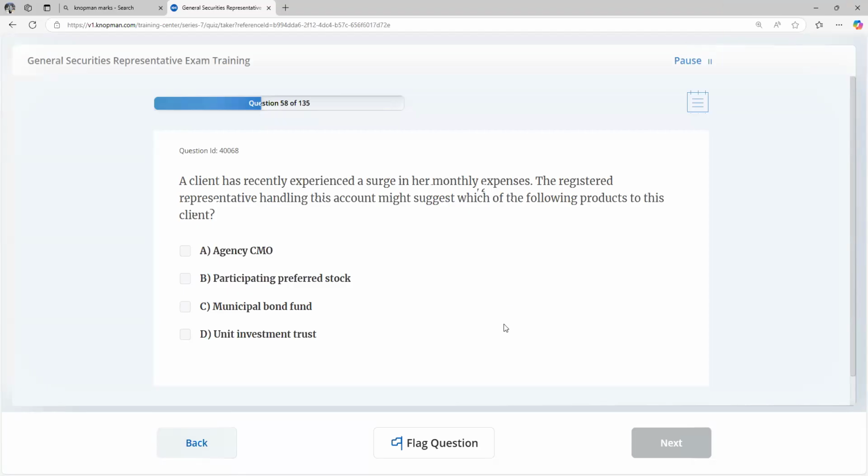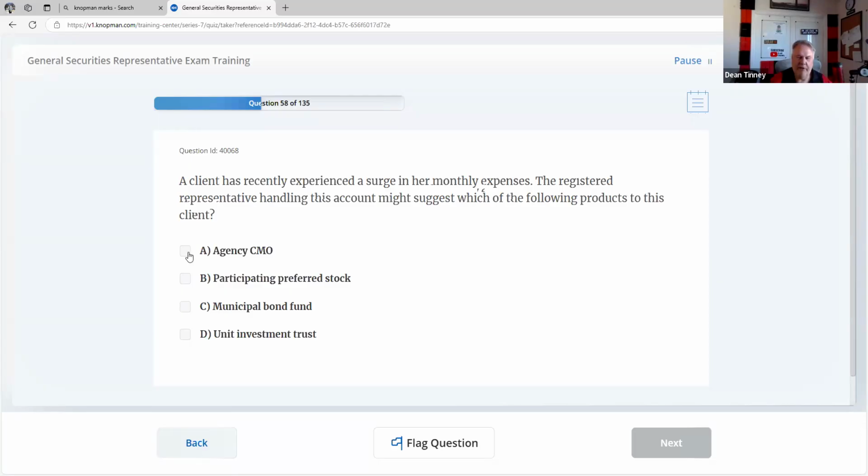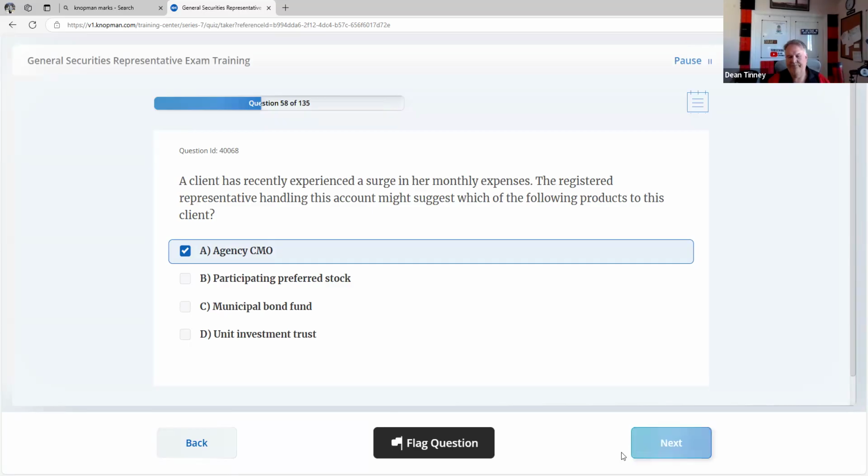I don't think it's B, C, or D. I would probably go agency C, because mortgage payments or pass-throughs are done monthly. We'll see. Yeah, I think that's the best. Now, I would prefer it had a Ginnie Mae here instead of a CMO, but it is what it is.